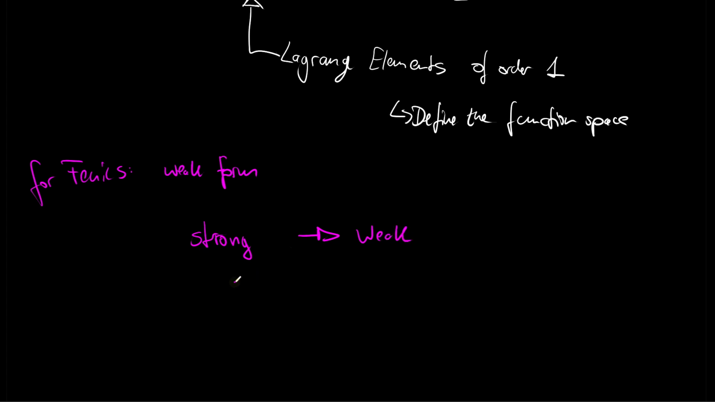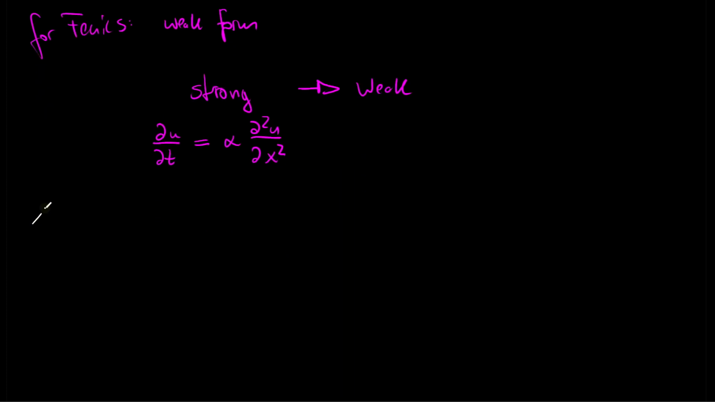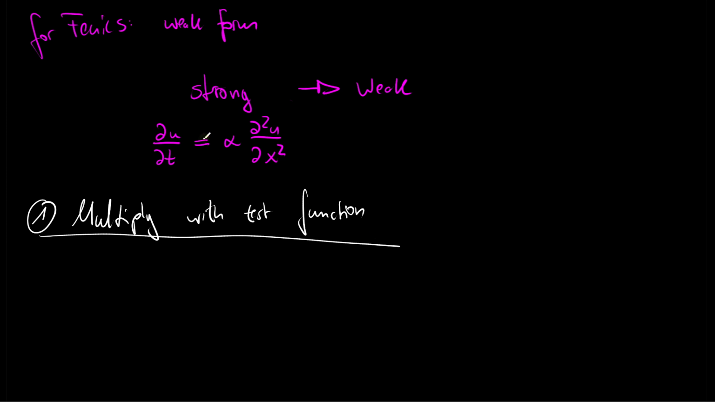Just for a second, quickly recap the strong form. So the strong form was the temporal derivative of u with respect to t is equal to alpha times the second derivative of u with respect to x. Well, then our first step is to multiply with a so-called test function. So we take our PDE and multiply with this test function.